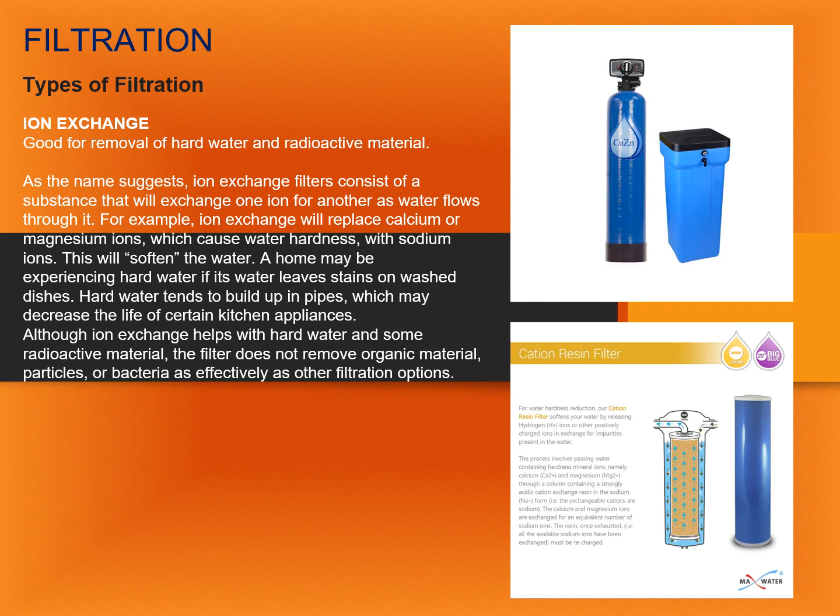The next type of filtration is called ion exchange. This is different from the alkaline because ion exchange does not require any kind of electricity. This just replaces one ion with another. Let's say you would like to replace calcium or magnesium ions, which cause water hardness, with sodium ions. Now, for every user, if this is your preference, then you may want to consider installing an ion exchange filtration system.